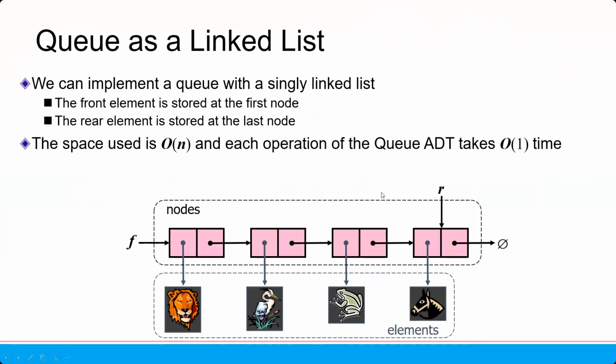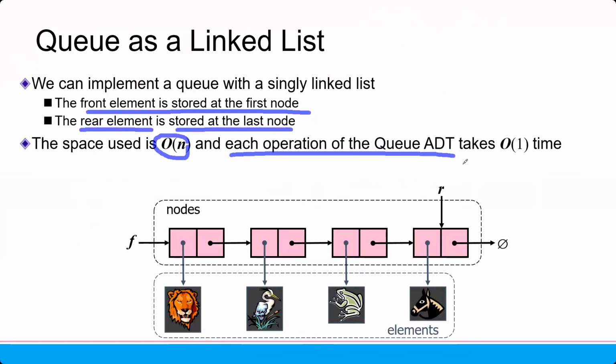We can use a queue as a linked list. So we can implement a queue with a single linked list. The front element is stored as the first node, and the rear element is stored as the last node. Again, the space is O(n), and the operations of the queue, meaning the insertion and the removal operations, the insertion gives you O(1), and the removal also gives you O(1).